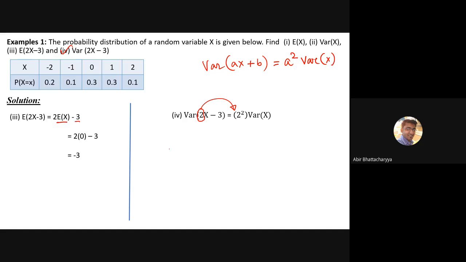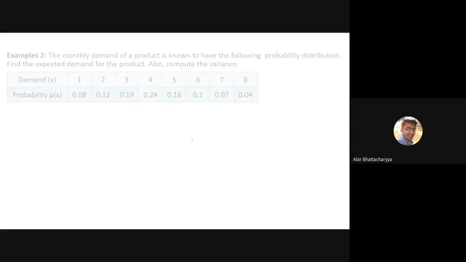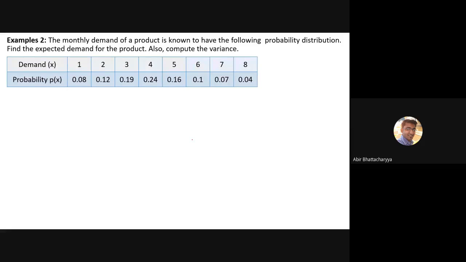So 2 squared variance of x means when multiplied, I will get 4 times 1.6, because variance of x is 1.6, we have calculated last time. So it's going to be 6.4. So this is how we will calculate the expectation and variance.